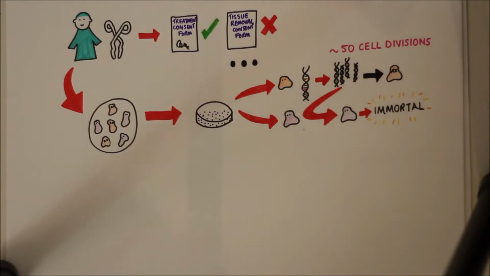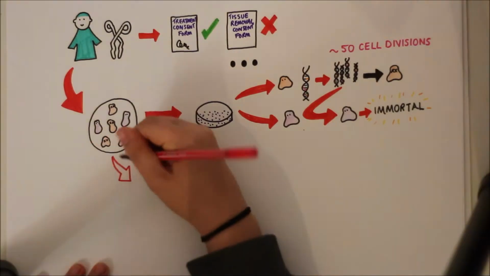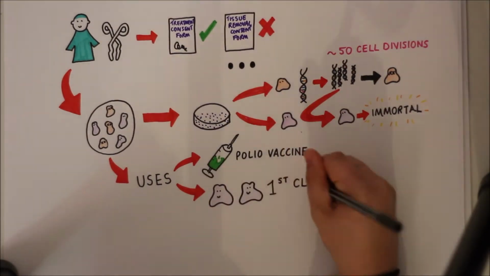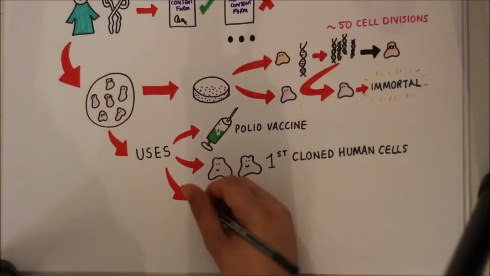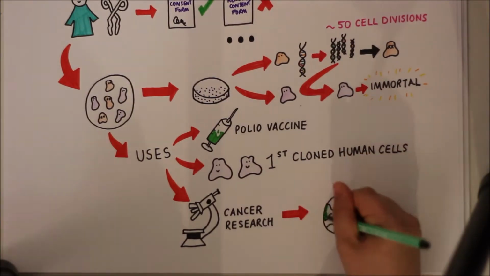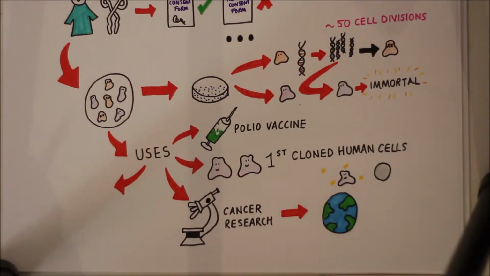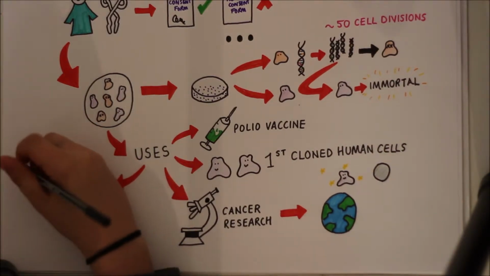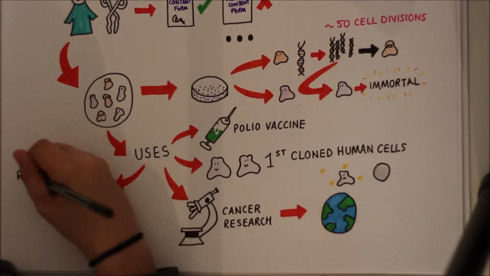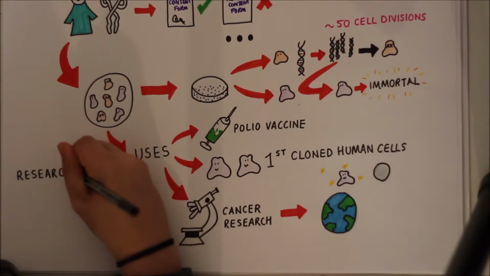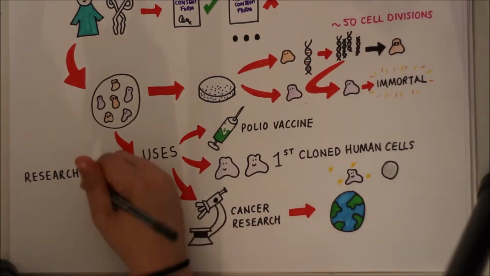The uses of these cells were endless. Their stable growth led to the development of the polio vaccine. They're the first cloned human cells. They've been used primarily in cancer research, even to the extent that they've been sent to outer space to prove that cancer cells can grow there. They were fused with mouse embryos, which were the first cell hybrids, and these were extremely helpful in the mapping of the human genome. Also, their vast growth led to standardized protocols in the lab being developed.